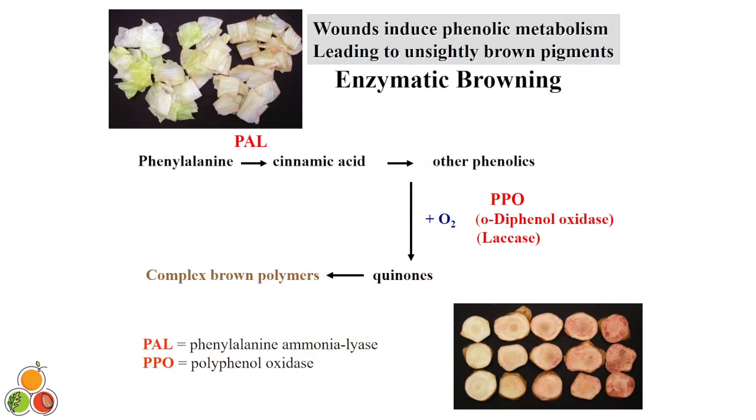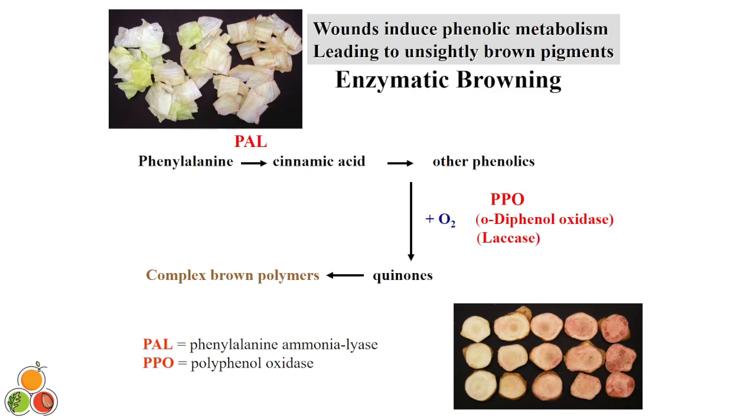So what do we do in fresh cut? We destroy all that integrity because we're cutting things up. So the wounding is going to induce this phenolic metabolism that leads to browning, because now we're going to be mixing those substrates with the enzymes. So if we didn't wound the product, we wouldn't have that problem. So it's very clear we're inducing the problem and then we have to control it.